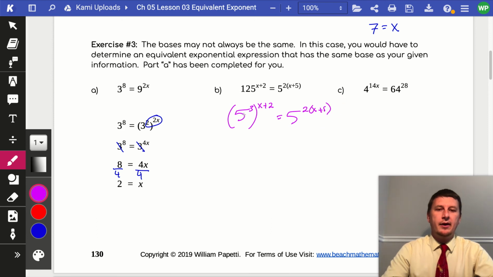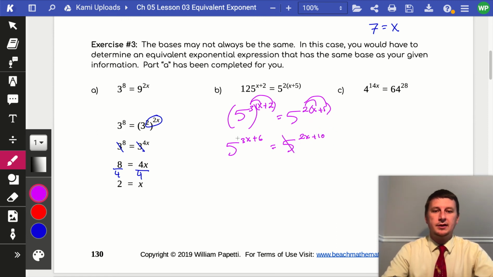Okay, now I have 3 times x plus 2. So I can simplify this by distributing the 3 to each thing inside the x plus 2 expression. So I'm going to get 5 to the 3x plus 6 is equal to, and I could distribute this 2 as well, 5 to the 2x plus 10. And now that I have the same base, I could cancel out the bases and be left with 3x plus 6 is equal to 2x plus 10.